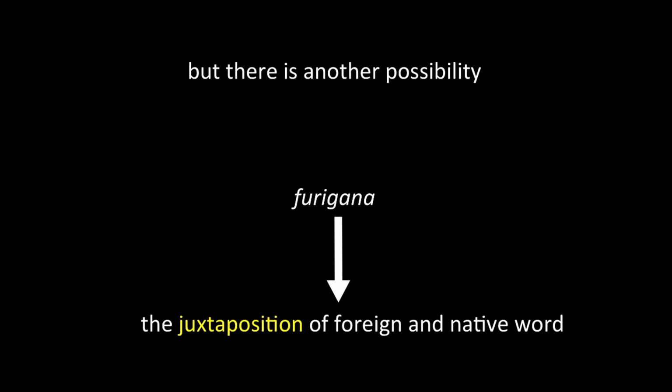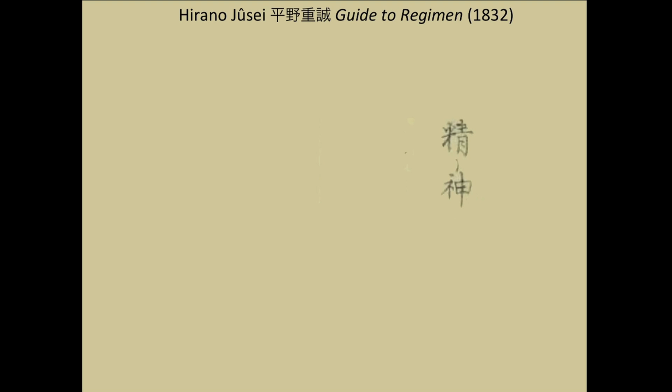And I want to focus on this phenomenon called furigana. That is, instead of replacing one word with another, the idea is juxtaposing a foreign word and a native word and putting them together.